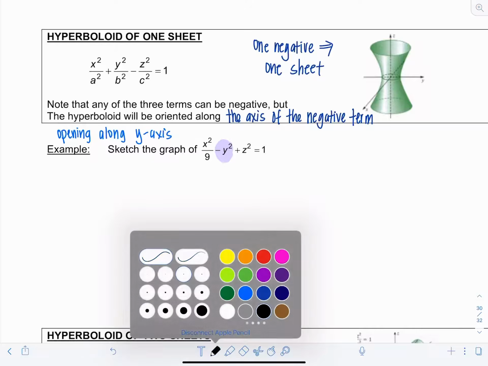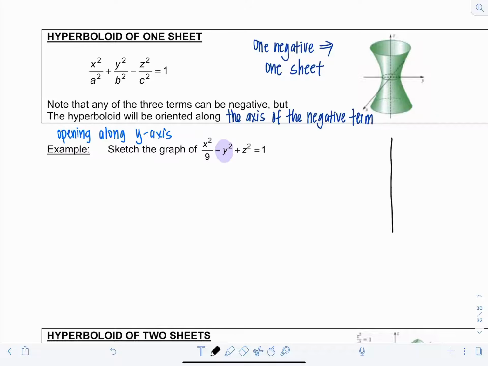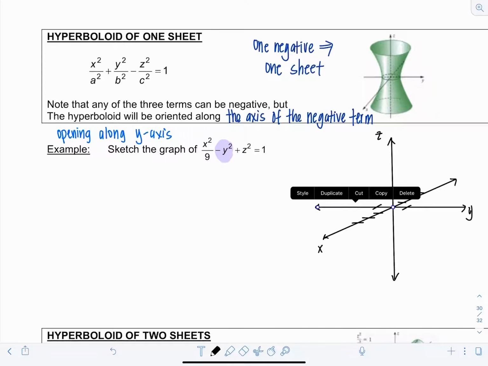Okay, so we're going to get our traces. And let me set up my axes here. Z, X, always label them. And then here's the y-axis. Okay. Now let's get our traces. Okay.